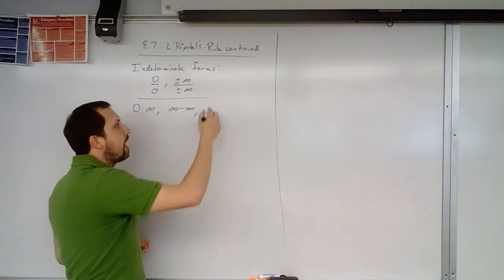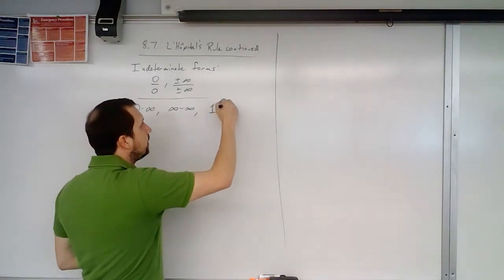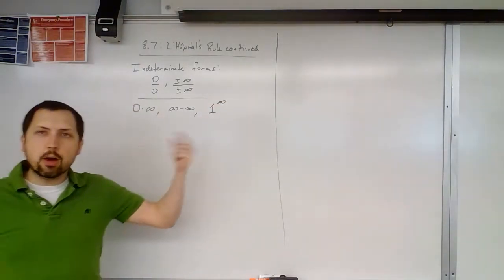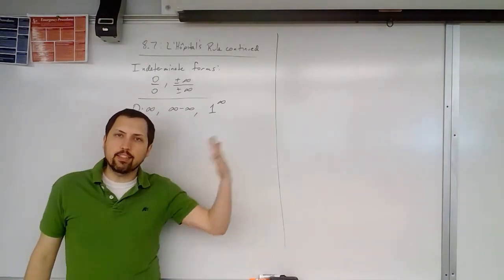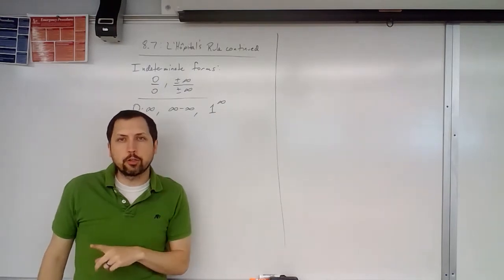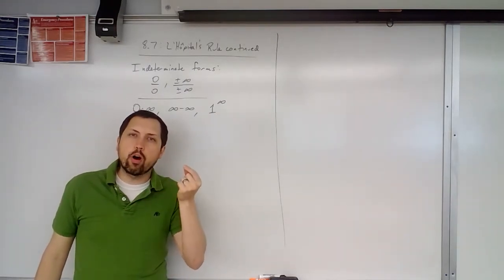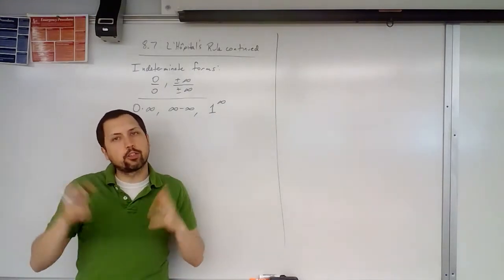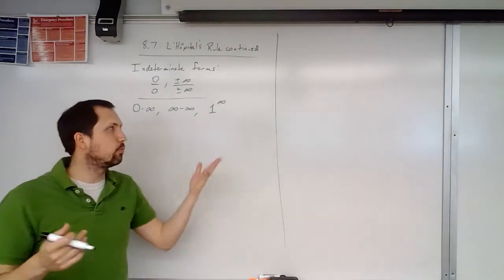Another one now is going to be, say, 1 to the infinity. If you have a number that's less than 1, if you raise it to more and more powers, that goes to 0. 1 raised to any power should always be 1. A number larger than 1 raised to larger and larger powers is going to go off to infinity. So we don't know what this one would be.